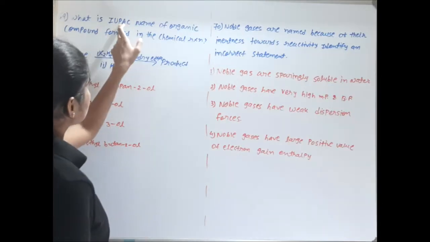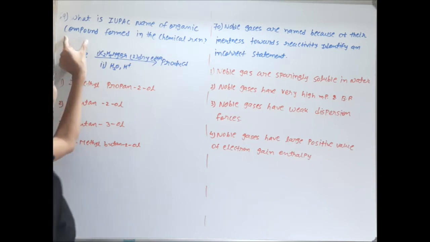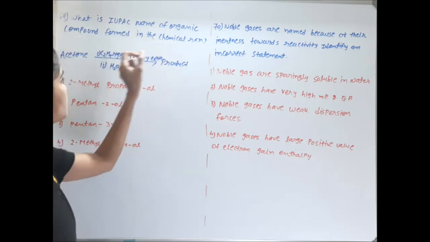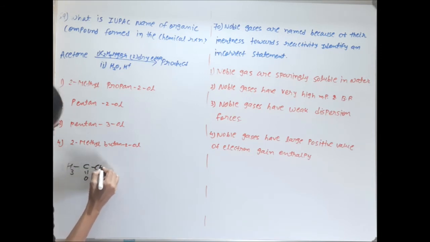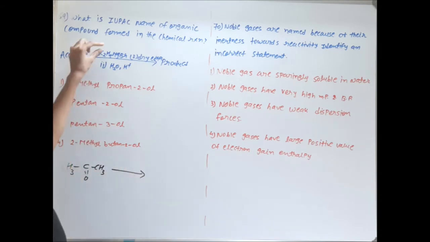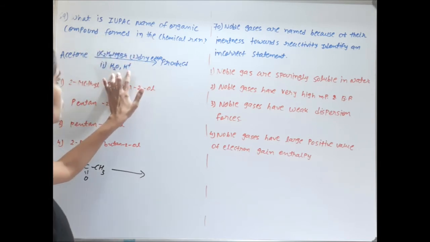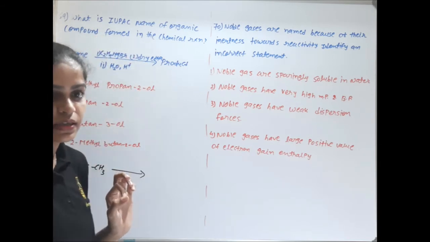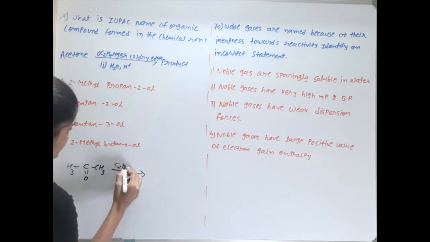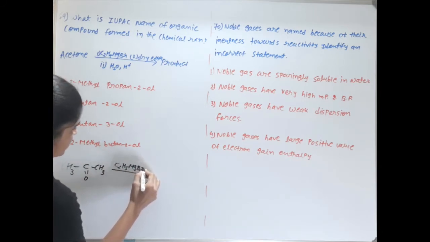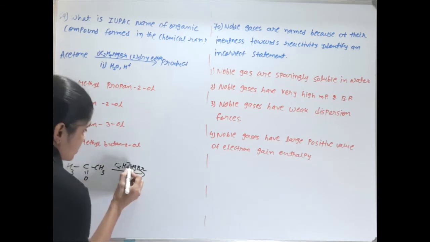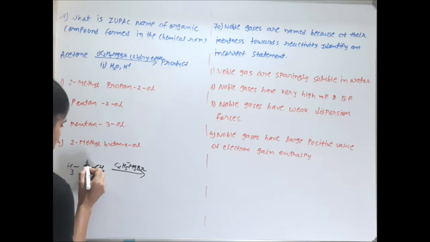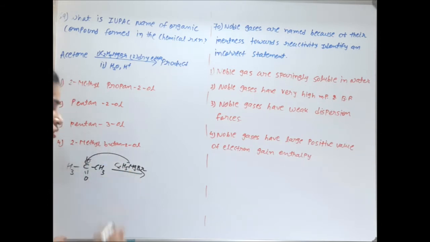Next: what is the IUPAC name of the organic compound formed in the chemical reaction? First, acetone is given, which is CH3COCH3. It reacts with C2H5MgBr in dry ether, followed by H2O and H+. This is a Grignard reagent. The C2H5 carries a negative charge, and in the C double bond O, the carbon carries a positive charge. So the nucleophile attacks this electrophile.